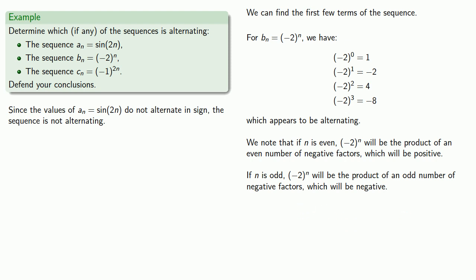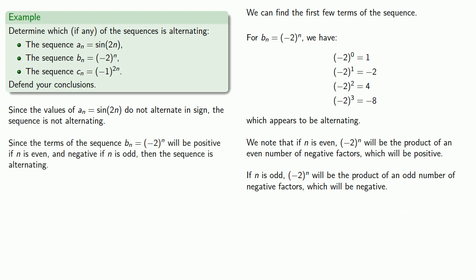So I might say the following. Since the terms of the sequence b_n equals minus 2 to the power n will be positive if n is even and negative if n is odd, then the sequence is alternating.